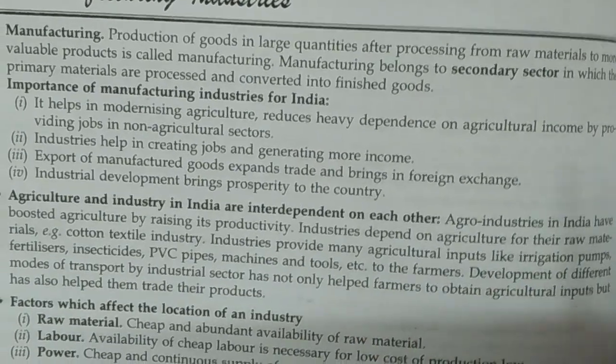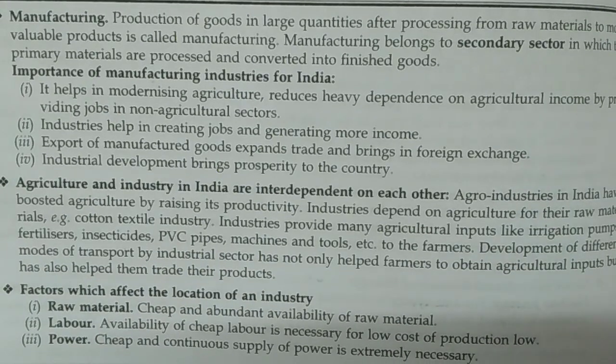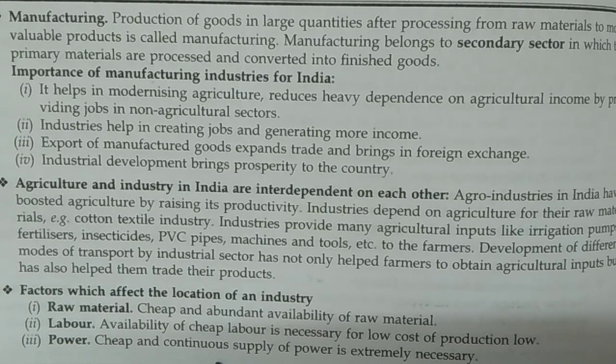Now next, there are some little points also given there, so we can keep continuing. Factors which affect the location of an industry. First is raw material: cheap and abundant availability of raw material. Second, labor: availability of cheap labor is necessary for low cost of production. Third, power: cheap and continuous supply of power is extremely necessary.